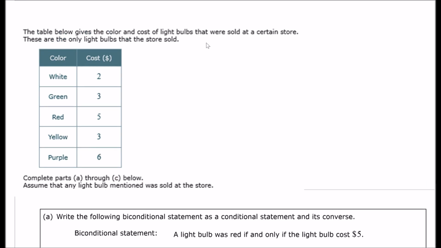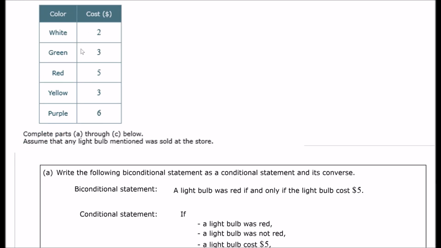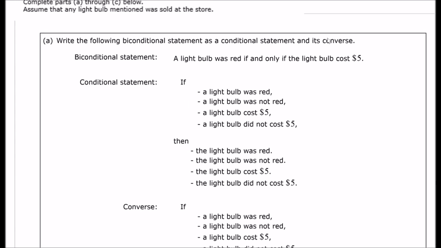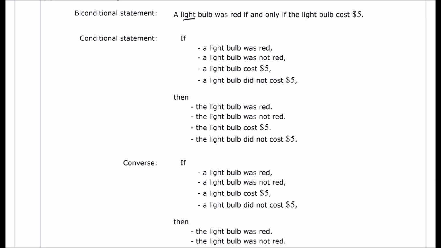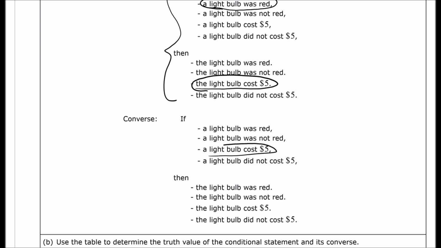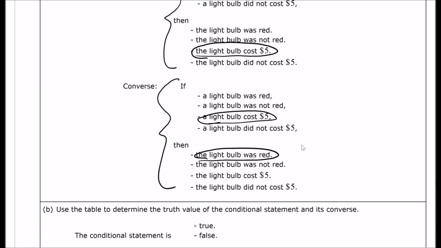All right, so now let's look at another example. The table below gives the color and cost of light bulbs that were sold at a certain store. You've got the cost in dollars and then the color. Write the following biconditional as a conditional and its converse. The conditional: if a light bulb was red, then it costs $5. If red, then $5. Then we reverse it. So if $5, then red. That's the converse.